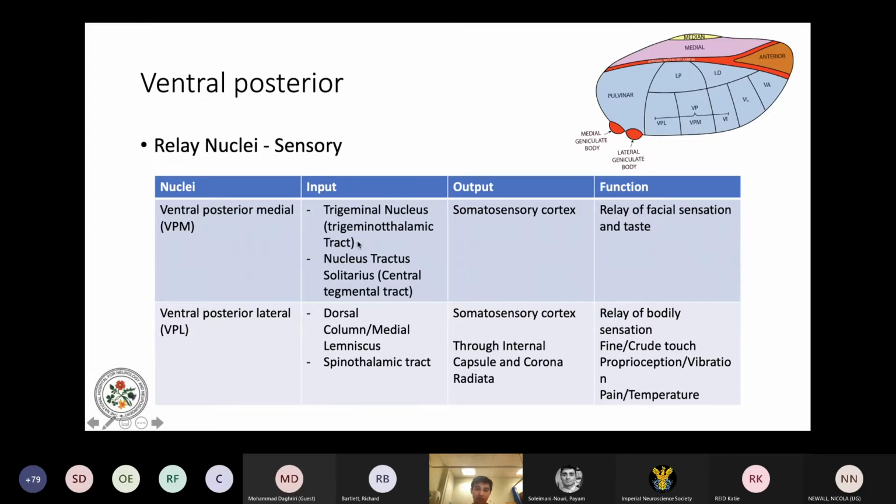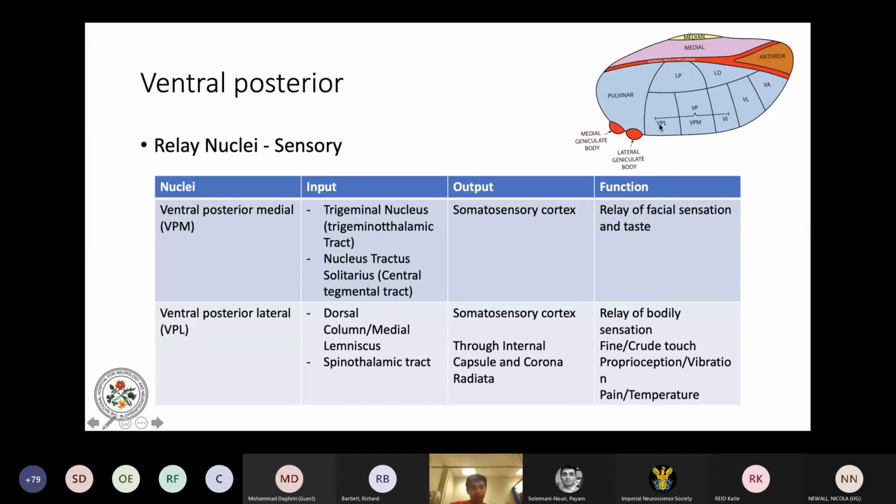So it seems kind of logical here, the naming system. And then we've also got a tract, the nucleus tractus solitarius, and this travels in the central tegmental tract up here, and it delivers sensation of taste. And where does it go? To the somatosensory cortex.